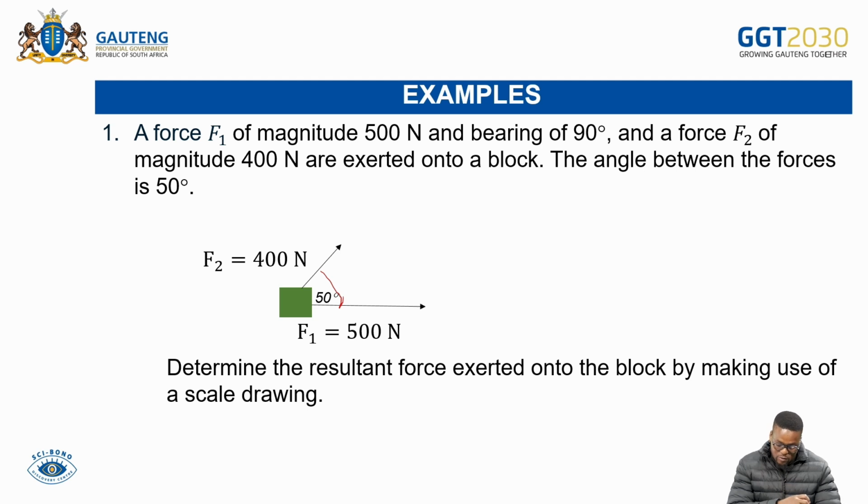Determine the resultant force exerted onto the block by making use of a scale drawing, which simply means you must choose an appropriate scale, and then draw the first vector, which is F1, 500 newtons. From the tail of 500 newtons you draw the second vector, which is 400 newtons in the northeast direction, and then you complete a parallelogram. Then you connect those two corners, and that gives you the resultant. So let's see what is expected from us.